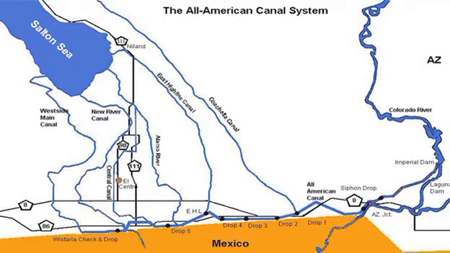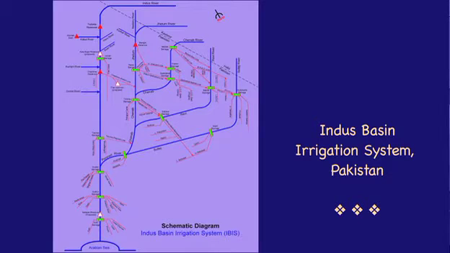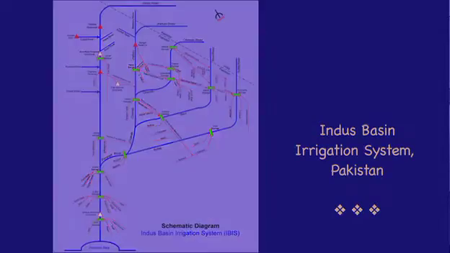The All-American Canal is the largest engineered canal system in the world in terms of discharge. It transferred Colorado River water from Imperial Dam near Yuma, Arizona, to the Imperial Valley near Calexico, California. The Indus Basin irrigation system is among the largest water transfer schemes in the world. It features 12 large irrigation canals linking the western to the eastern rivers of Pakistan.